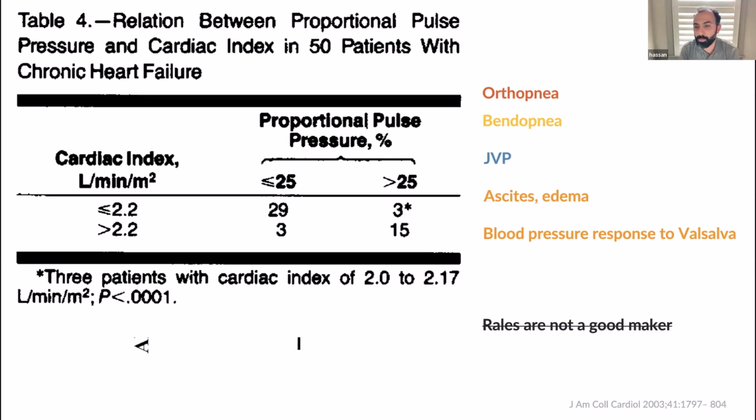Somebody comes in, blood pressure is 100 over 80, that is telling me that my cardiac output is not high, it's low. The easiest way to measure it, or actually the only way, is systolic minus diastolic over systolic. And if the ratio is less than 25%, more often than not they have a low output state, which is a cardiac index of less than 2.2. A cardiac index of less than 2.2 defines cardiogenic shock in the setting of end organ damage. We have to remember that cardiogenic shock does not come without end organ damage.